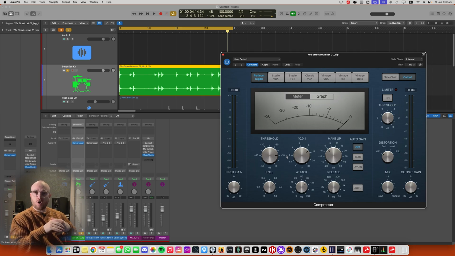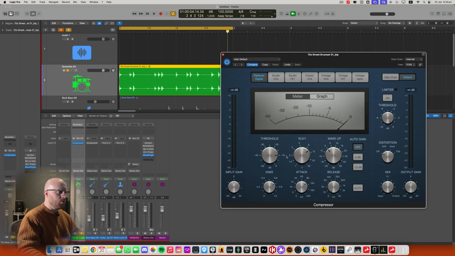So you can see that it's the combination of the threshold and the ratio that dictate, firstly, what part of the signal is going to be compressed, and secondly, how much it's going to be compressed by. So the threshold says, what part of the sound do you want to compress? Do you want to compress just a little bit, or do you want to compress a lot of it? And the ratio says, now that you've decided which part of the signal you want to compress, how aggressively do you want to compress that part of the signal?